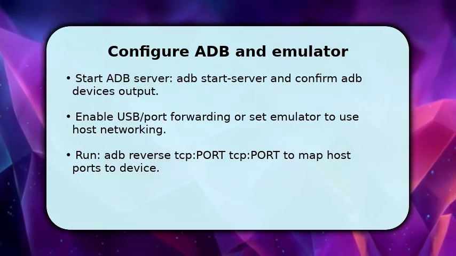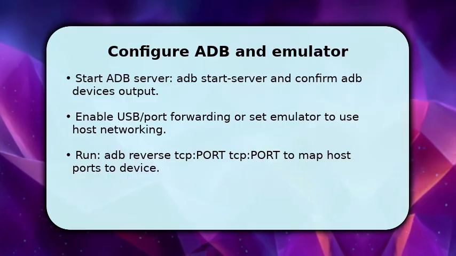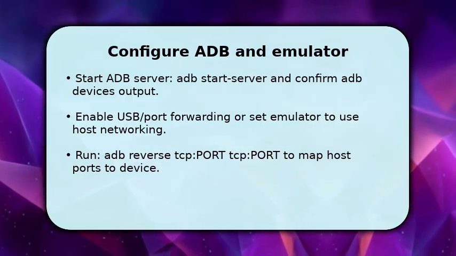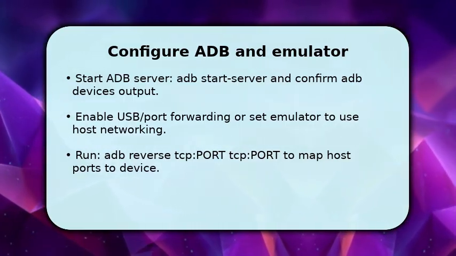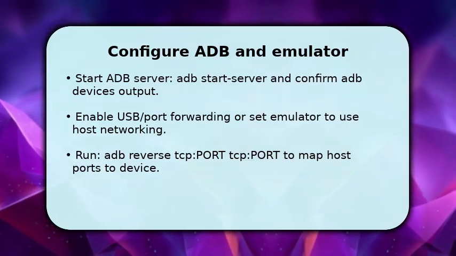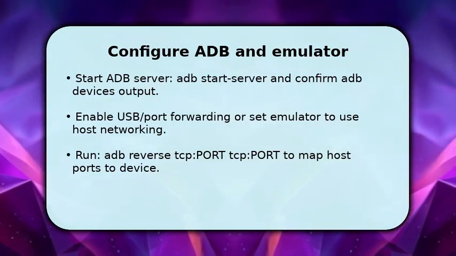Next, launch the emulator or the host app and decide whether to forward ports or use ADB reverse. ADB reverse maps a host port to the phone, so the phone hits localhost endpoints on your machine. Make sure your app listens on 0.0.0.0 or the proper interface. Otherwise, connections will be refused.